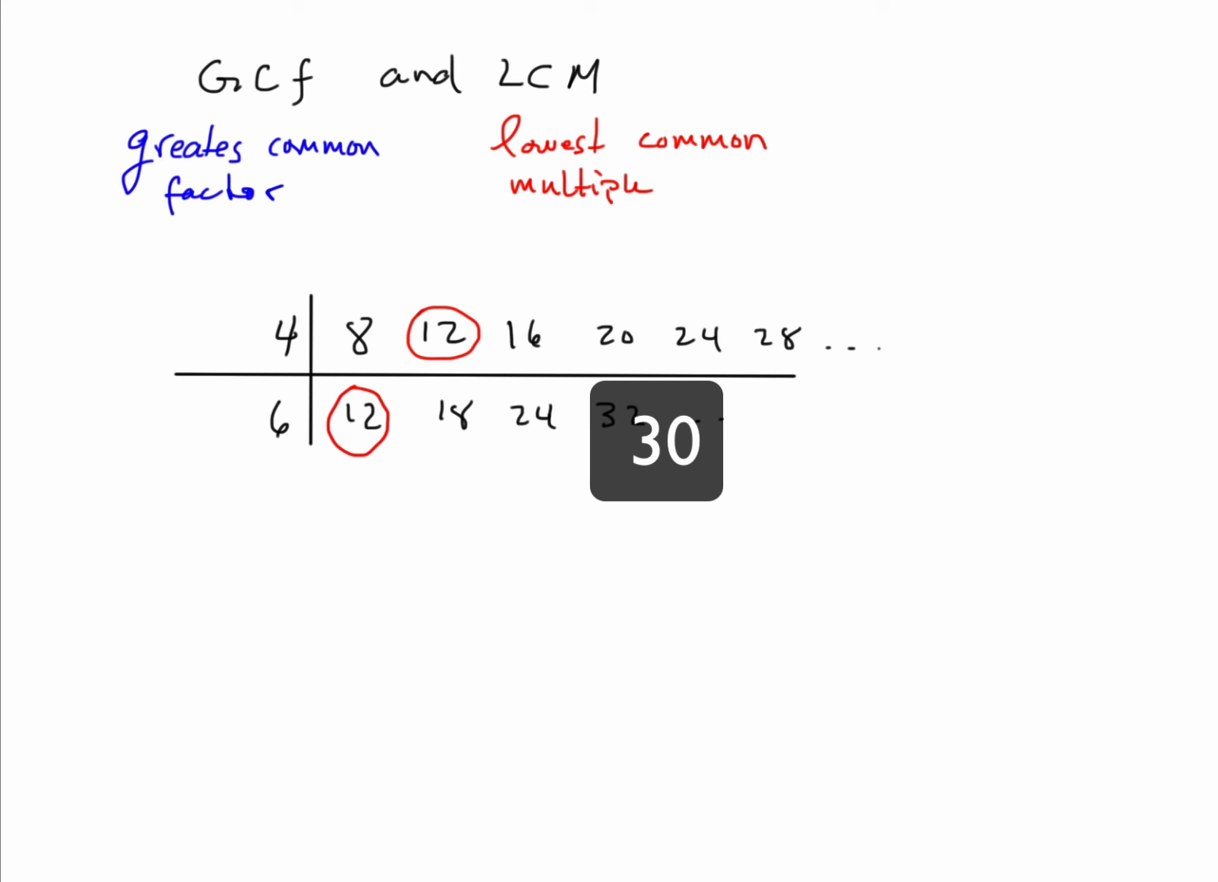It's not the only common number. There's also 24. And so it turns out that there are infinitely many common multiples, but the lowest common multiple is also the smallest number that is the same on top and on the bottom. So in this case here, if I were looking for the lowest common multiple, LCM, of 4 and 6, the answer would be 12.